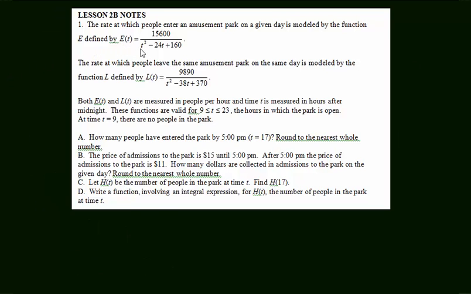Let's take a look at some examples. Example 1. The rate at which people enter an amusement park on a given day is modeled by the function E defined as you see here. The rate at which people leave the same amusement park on the given day is modeled by the function L, also as you see here. What I'd like you to do before answering any of the questions, I just want you to put these two functions into your calculator as y1 and y2 respectively.